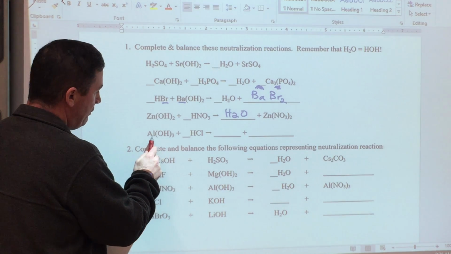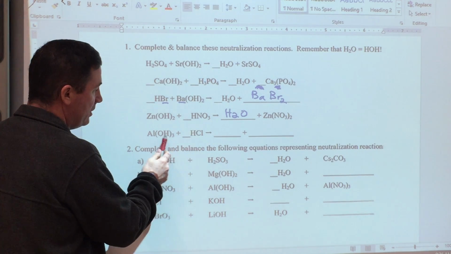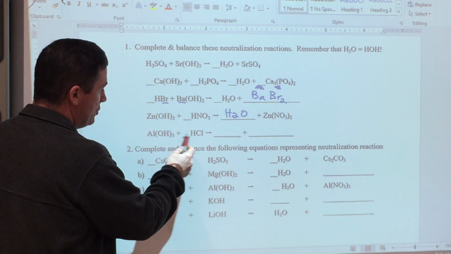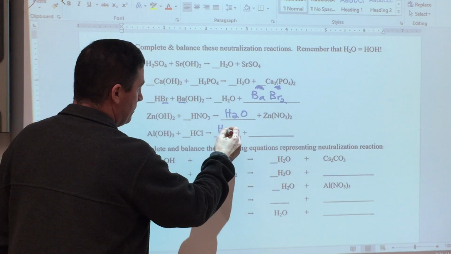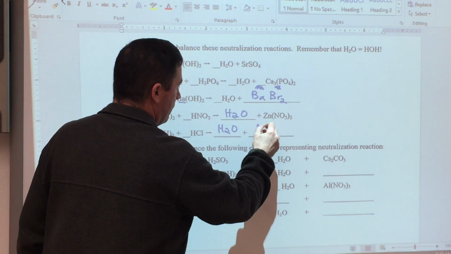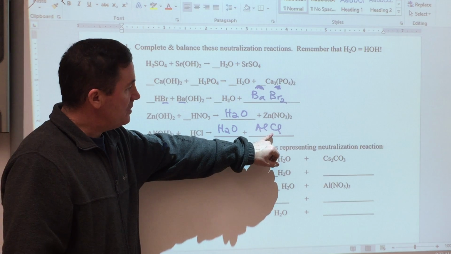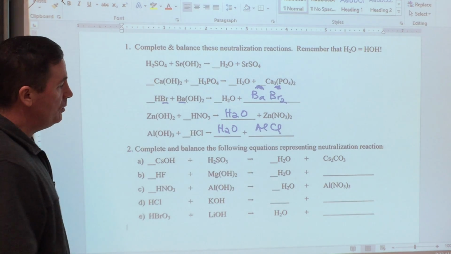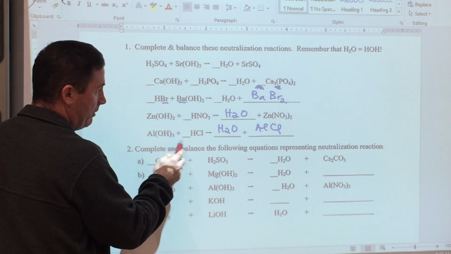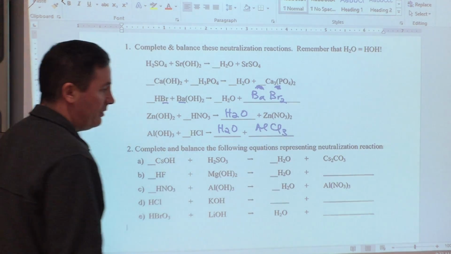How about down here? I've got aluminum hydroxide and hydrogen chloride. Strong acid, weak base. So the hydrogen and the hydroxide are going to come together, and the aluminum is going to go with the chlorine. Again, the only thing that I have to make sure is, is this written correctly? Aluminum is a +3, and that's why this 3 is here. And chlorine is a -1, just like bromine, so this is going to be AlCl3.